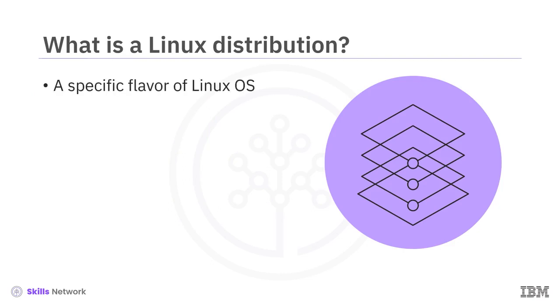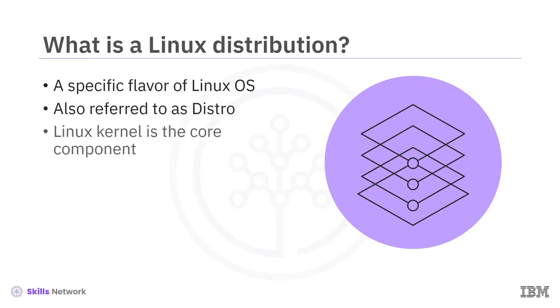A Linux distribution is a specific flavor of the Linux operating system. It may also be referred to as a distro. All Linux distributions must use the Linux kernel. This is the core component of the Linux operating system that enables the system to properly use the computer's hardware. And today, there are hundreds of Linux distros, each tailored for a specific audience or task.